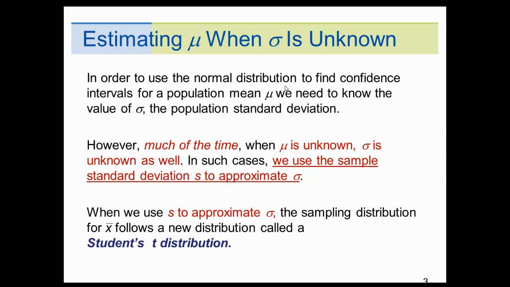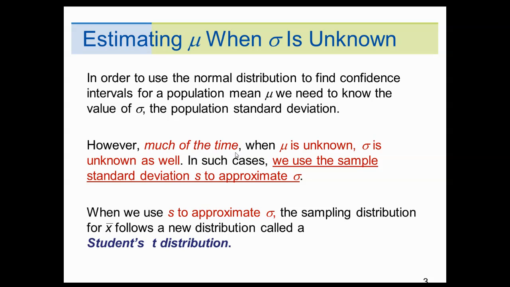In order to use the normal distribution to find a confidence interval for a population mu, we need to know the value of sigma, the population standard deviation. However, much of the time, when mu is unknown, sigma is unknown as well. If we don't know something about the mean of the population, we certainly don't know about the spread of data around that mean.